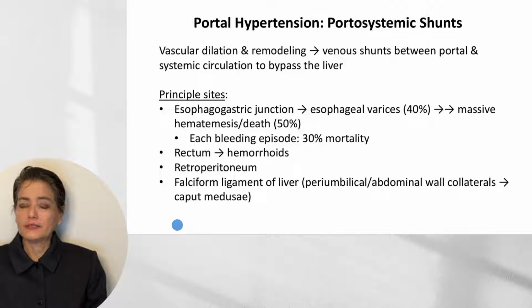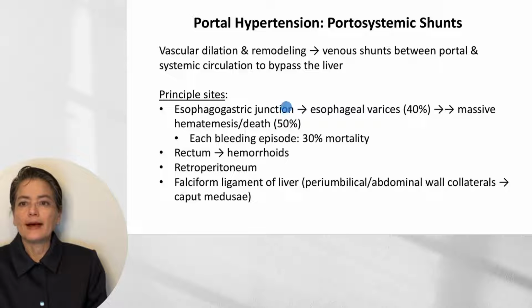Another finding that we can see in portal hypertension is portosystemic shunts. This is when we have this very high pressure in the liver. We're going to have vascular dilation and remodeling to create venous shunts between the portal and systemic circulation. These are the principal sites. I'll start with the most important for your patient's health. These are the portosystemic shunts at the esophagogastric junction.